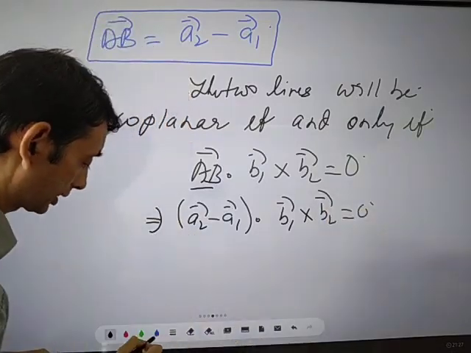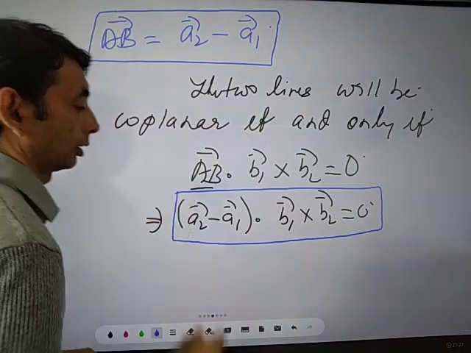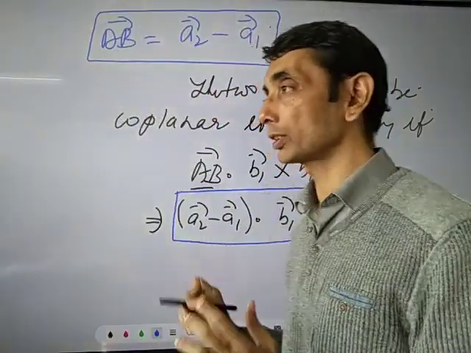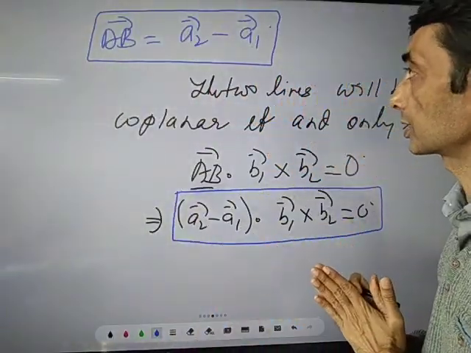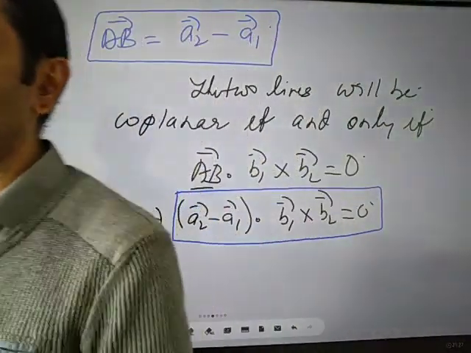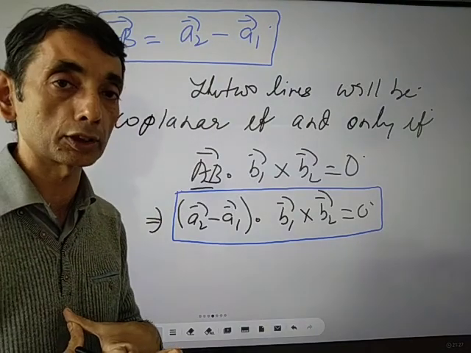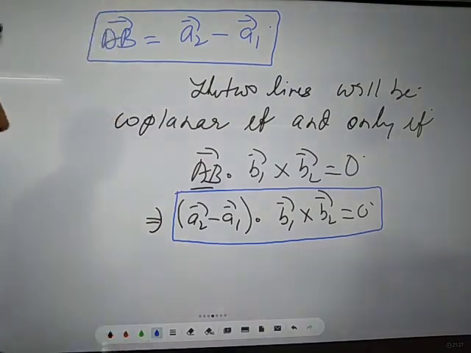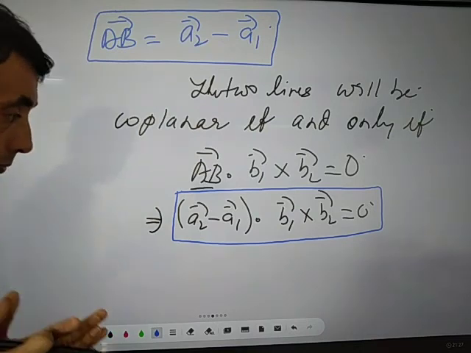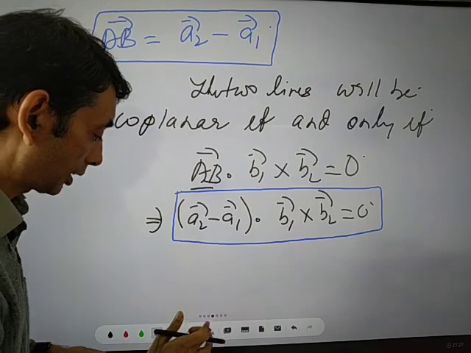So which is a very important property, okay, right? Very important property, in fact very important condition to decide whether two lines should be coplanar or not. That is A2 minus A1 dot B1 cross B2 is equal to 0. Now, let's derive the Cartesian form. Okay, we'll derive the Cartesian form.